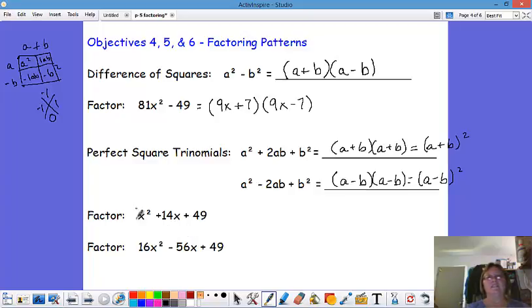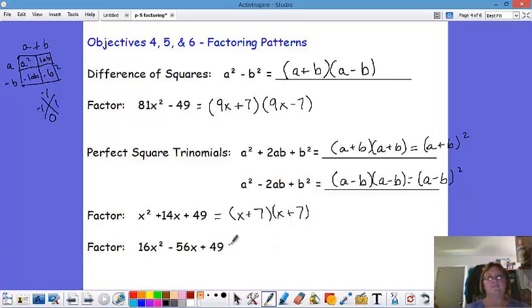The leading coefficient here is 1, and the square root of 1 is 1. The constant is 49, and its square root is 7. So if we think 7 times 1 times 2, that's 14. That means we fit this pattern. We've got positive signs in here. So without doing any box method, if you trust me, we should be able to say that this is x plus 7 times x plus 7. It works nicely if there's no leading coefficient. It's easy to see what's got to happen there.